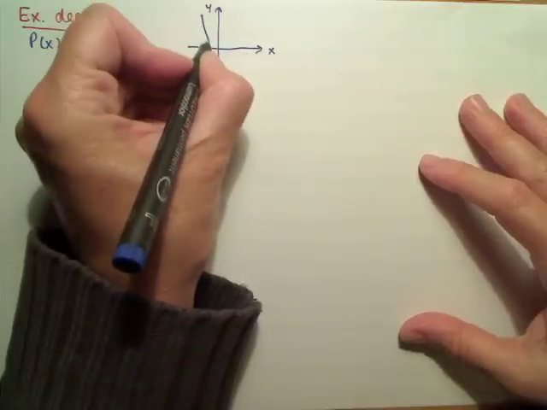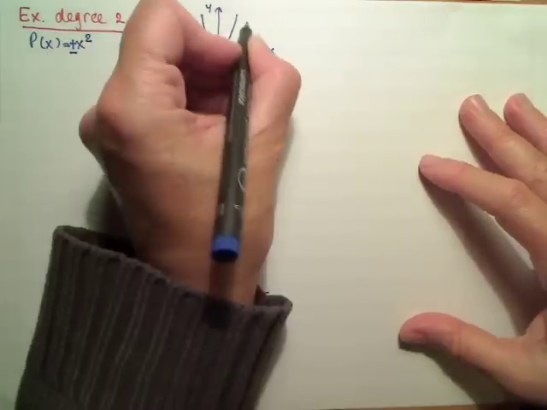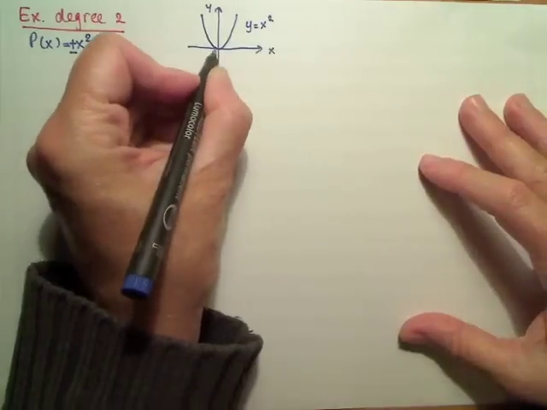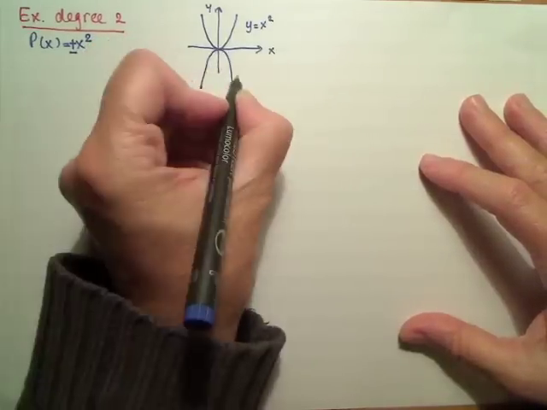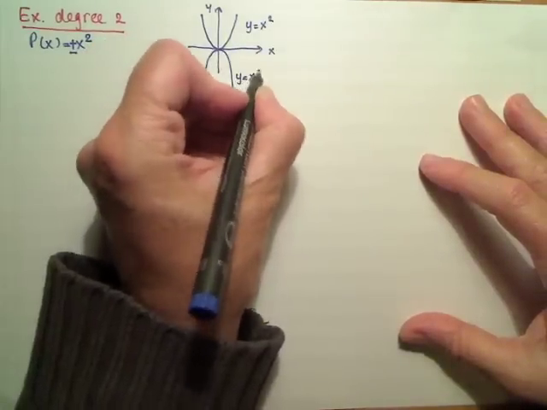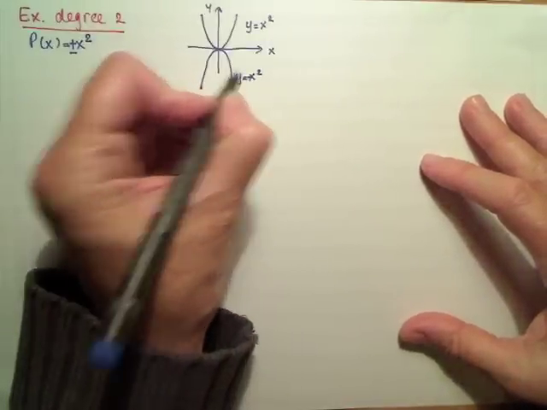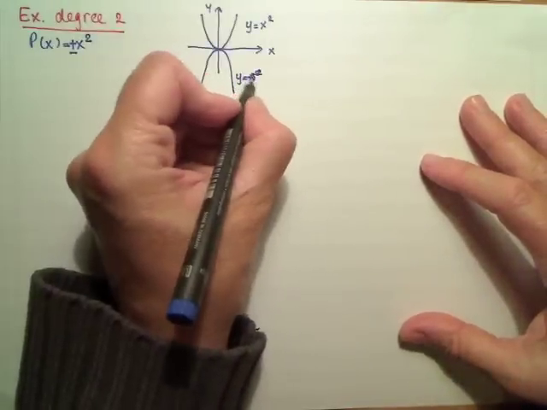So y equals x squared is this one, and y equals minus x squared is the one that you get by drawing the mirror image in the x-axis. We have a minus here.